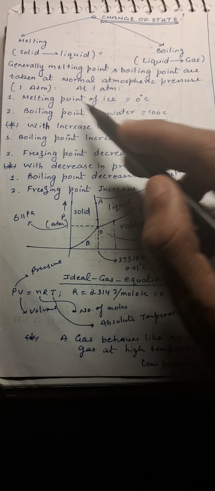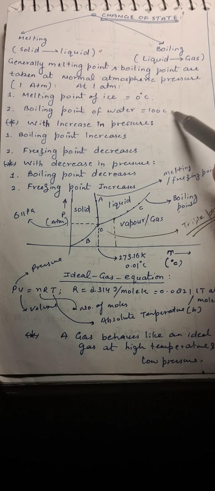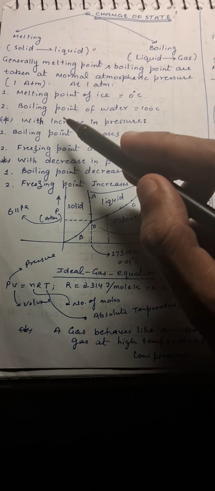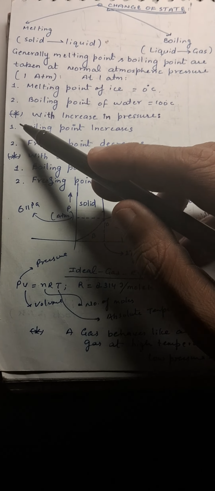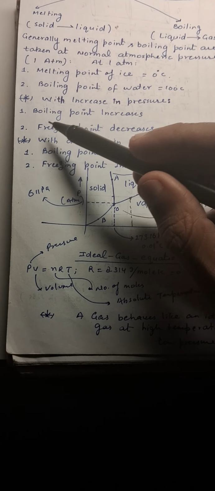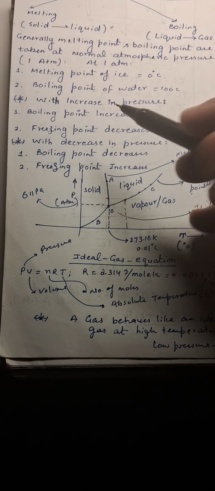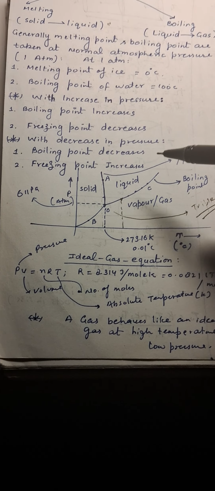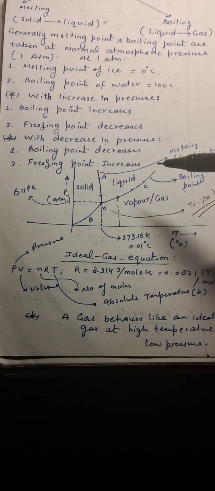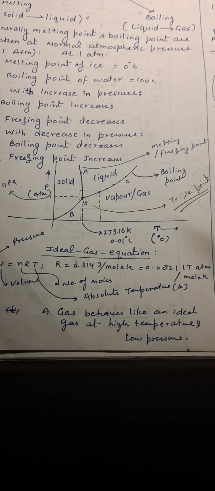There are certain standard facts. Melting point of ice is 0 degrees, boiling point 100 degrees standard. Now there is one important question. With increase in pressure, boiling point increases, freezing point decreases. With decrease in pressure, boiling point decreases and freezing point increases. So reverse is the impact.